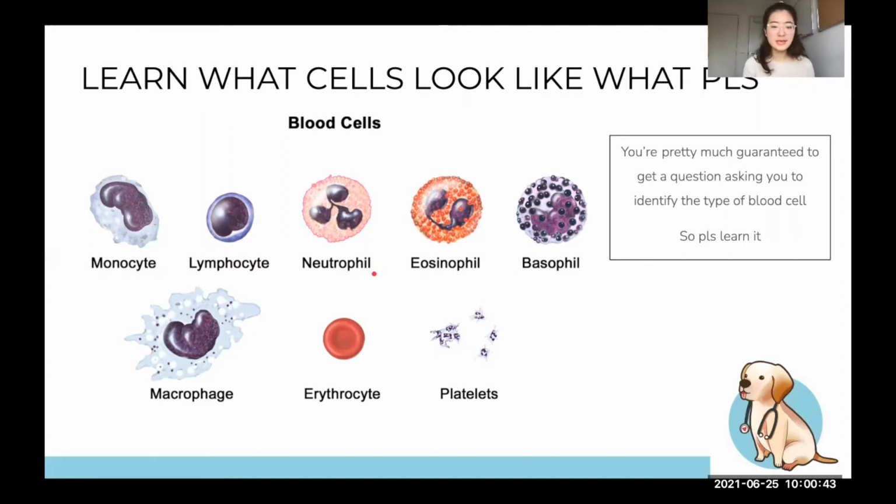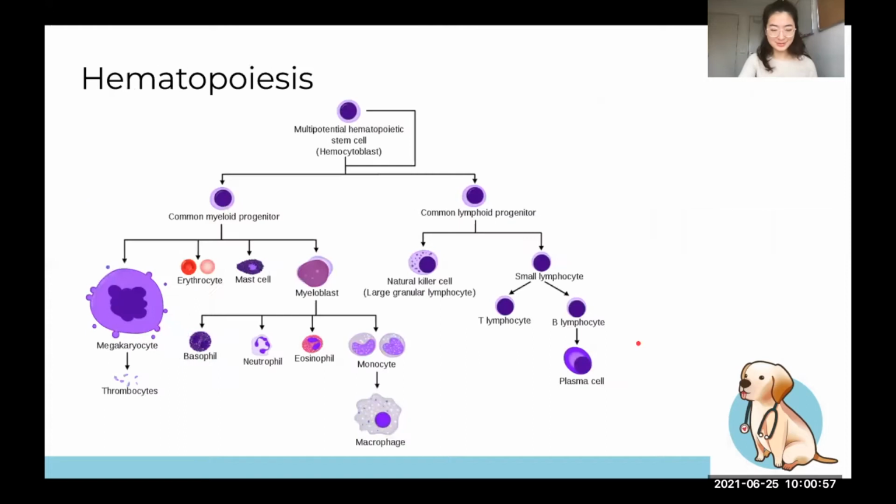So the point is, make sure you know what kind of cells look like what, because there's a very high possibility that there will be a question like that. And you don't want to be presented with a blood film and be like, I have no idea what any of this is. So yes, make sure you learn those.